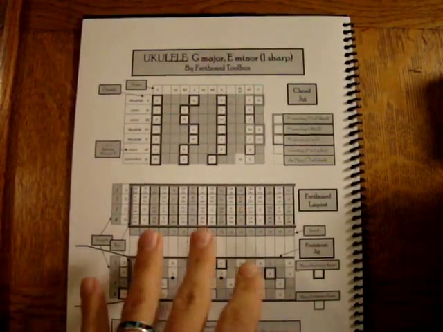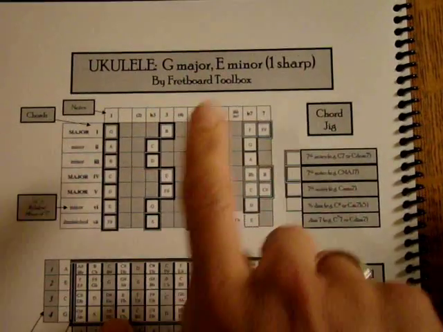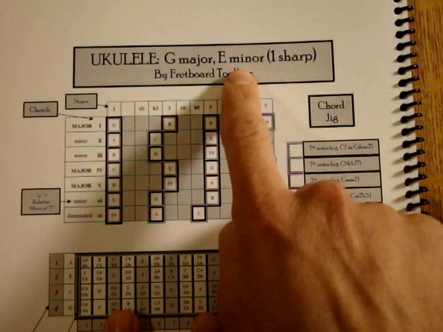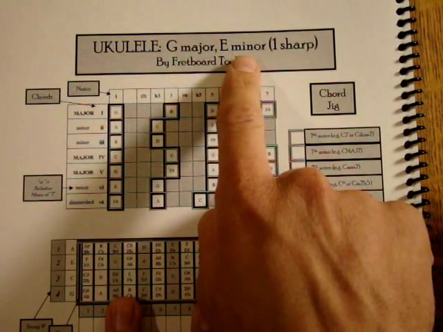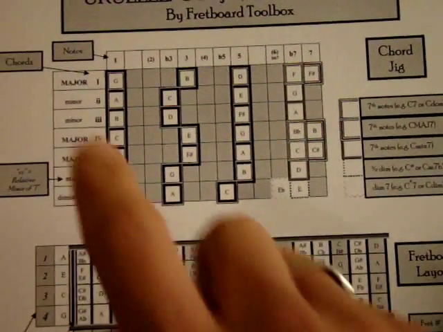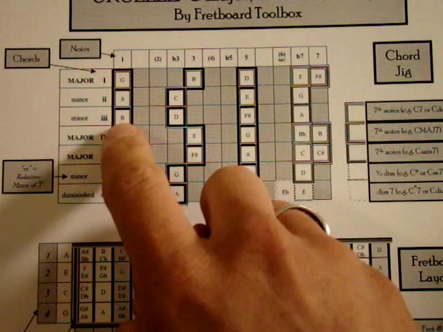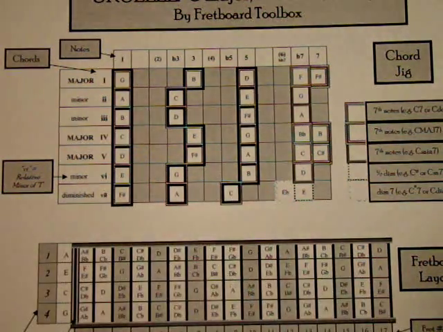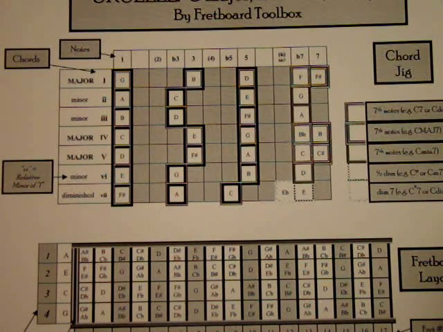Okay, and this is the key of G major, or E minor. This whole key of G major, and also the key of E minor, are based on these notes. So make sure you can see those. We have the notes G, A, B, C, D, E, F sharp, and then back to G. And that would sound like this on a ukulele. So that's the major scale that we're all familiar with.